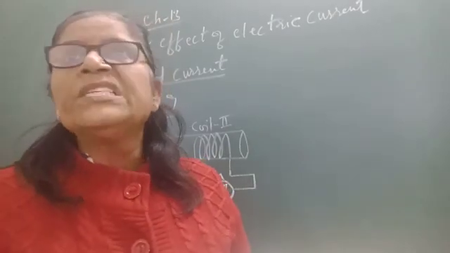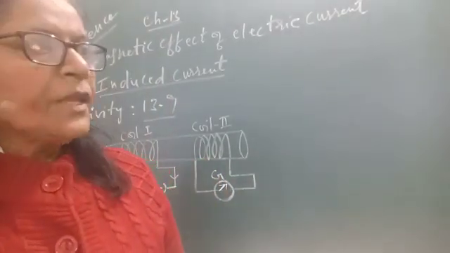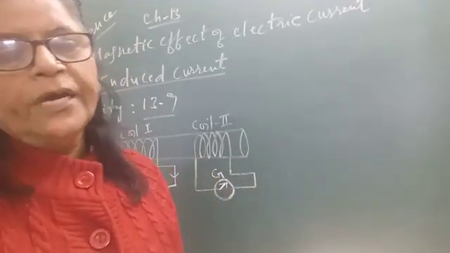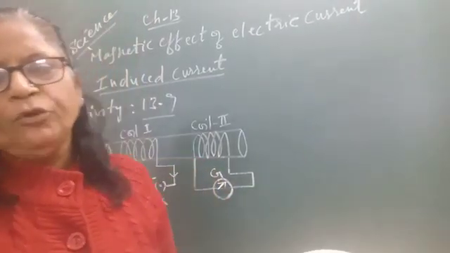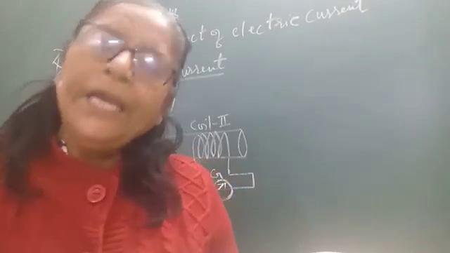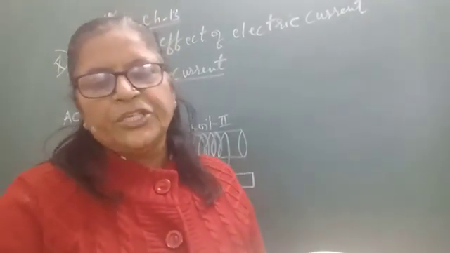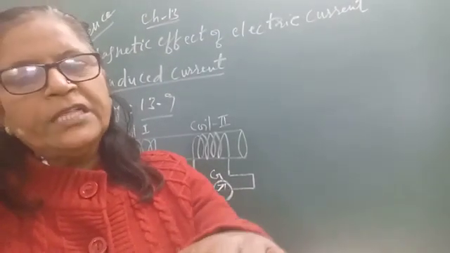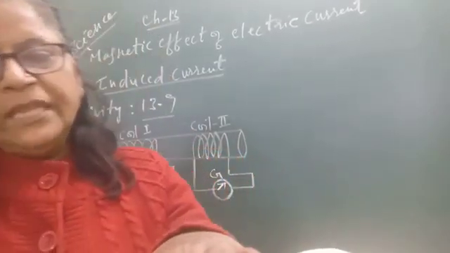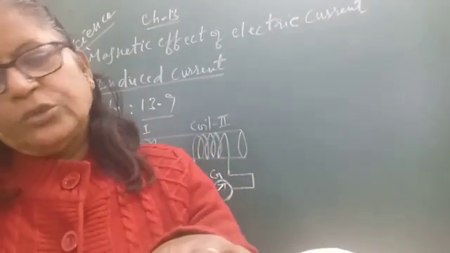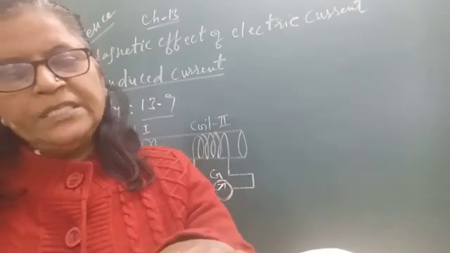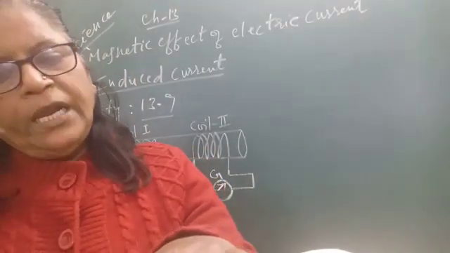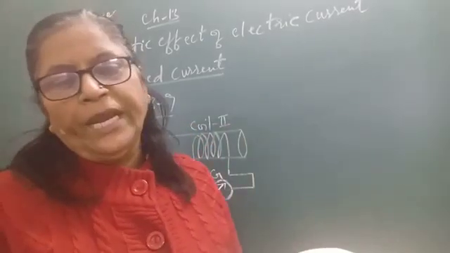So what do you observe from this activity? From this activity we observe that as soon as the current in coil 1 reaches either a steady value or 0, the galvanometer in coil 2 shows no deflection. From these observations, we conclude that a potential difference is induced in coil 2 whenever the electric current through coil 1 is changing, means starting or stopping. Coil 1 is called the primary coil, while coil 2 is called the secondary coil.